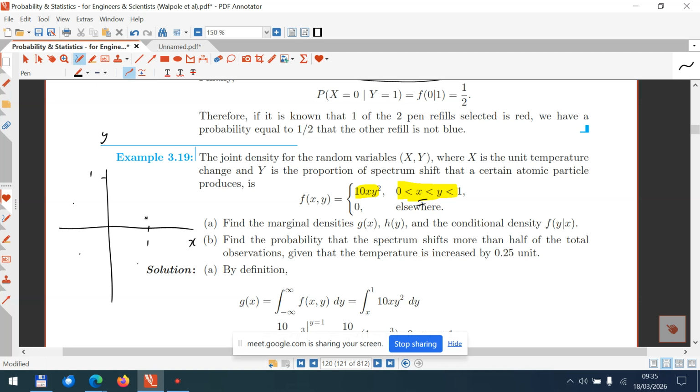This line represents points where x and y are equal, but you want x to be less than y, or in other words, you want y to be greater than x. So we are only looking for this region. I'm now shading the region. It is only in this region that you will be integrating, right?